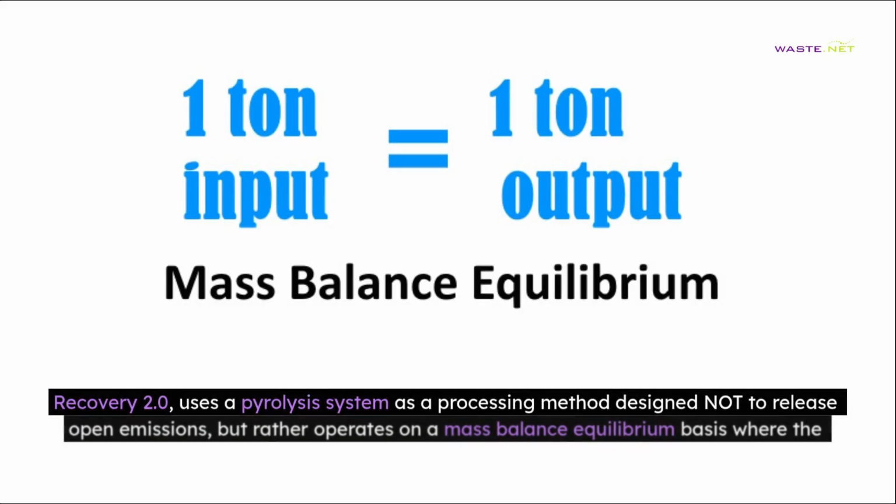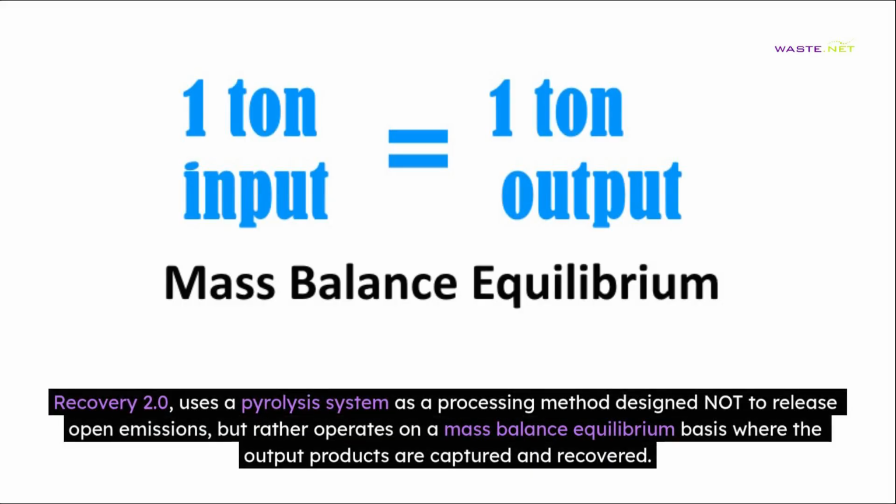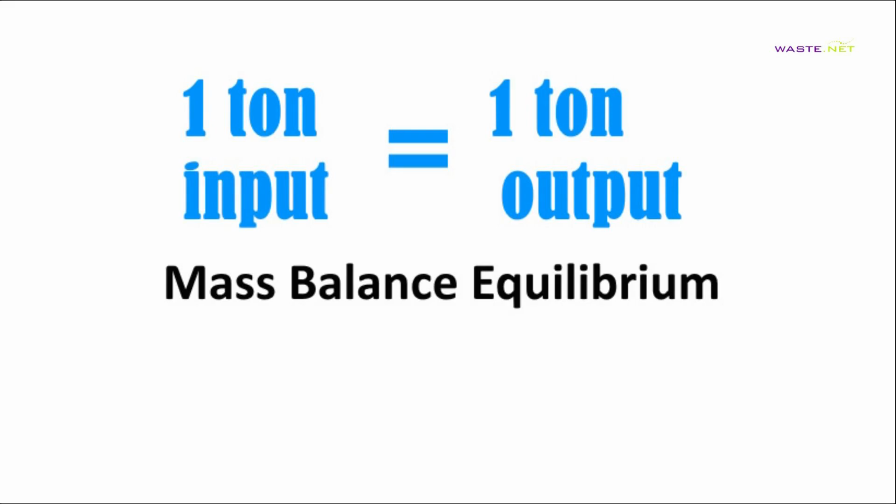Recovery 2.0 uses a pyrolysis system as a processing method designed not to release open emissions, but rather operates on a mass balance equilibrium basis where the output products are captured and recovered.